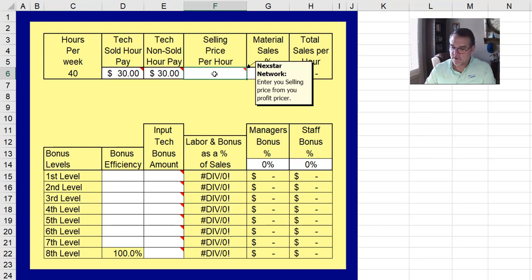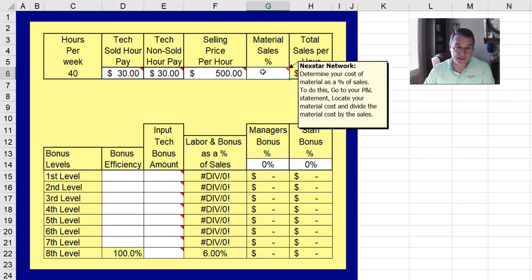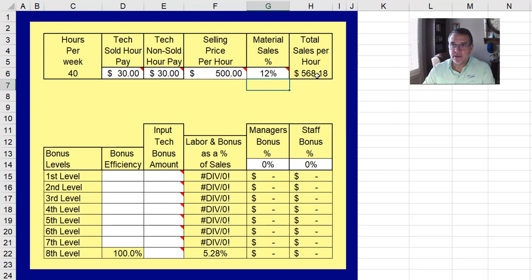All right, selling price for your business, let's say it's $500. Use your selling price, your material as a percentage of sale when you look at your P&L. And this is a plumbing department, so I'm going to say it's 12% of sale. So now my selling price is going to be $568.18.